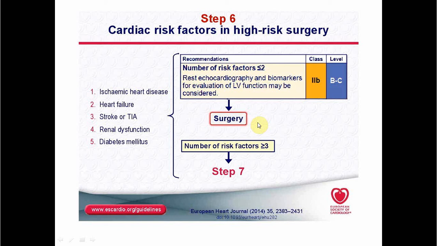If the number of risk factors is less than or equal to 2, so if there are 2 or fewer risk factors of the 6 of the Revised Cardiac Lee Index, then for the patient you need to do resting echocardiography and biomarkers for evaluating the LV function. It is a class 2B, then proceed to the surgery. But if the patient has 3 or more of the 6 risk factors, then you should proceed to step 7.